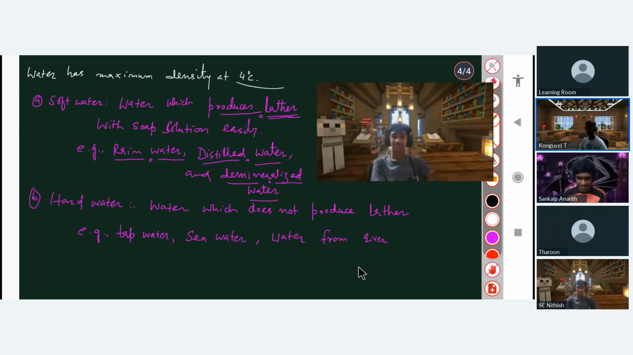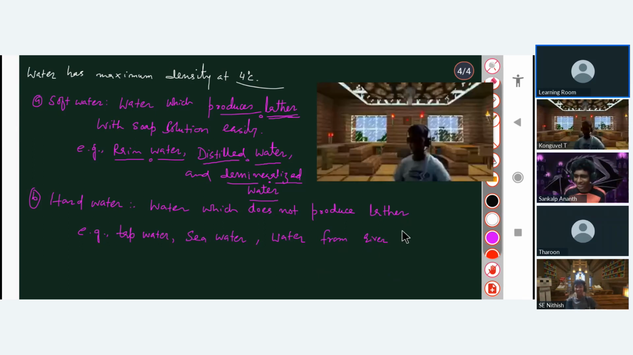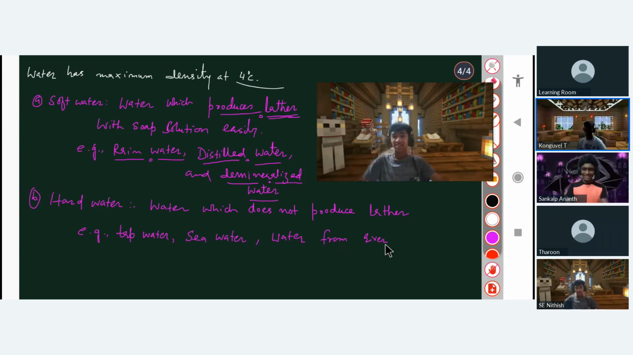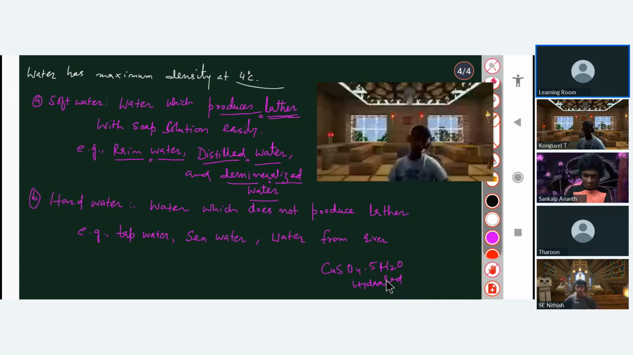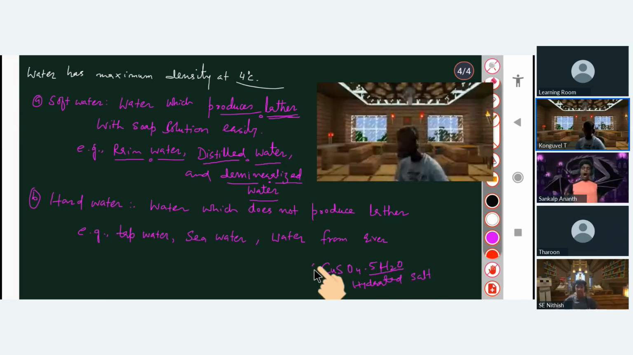Sir, blue vitriol, because it has copper sulfate in it. It has water. Blue vitriol is your copper sulfate pentahydrate, CuSO4.5H2O. It is your hydrated salt. What do you mean by hydrated salt? Hydrated salt is that which contains water molecules in it, water of crystallization. There are 5 waters of crystallization. It is hydrated, it is a compound. It is not water.